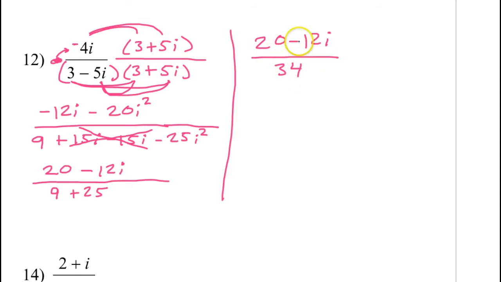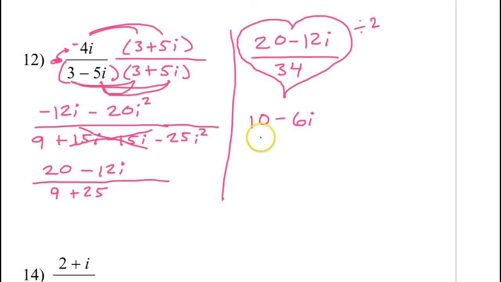And these are all divisible by 2. That is the GCF. So when there is a common factor, you need to divide by that common factor. So I'm going to divide all three numbers by 2, and that's going to give me 10 minus 6i over 17. So that is an acceptable answer for number 12.